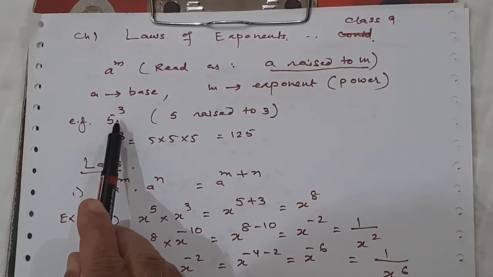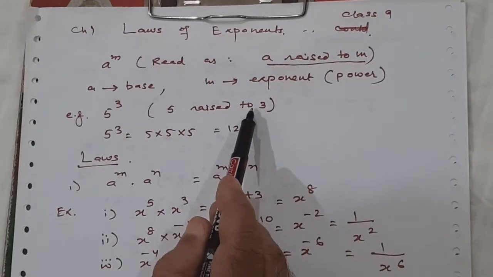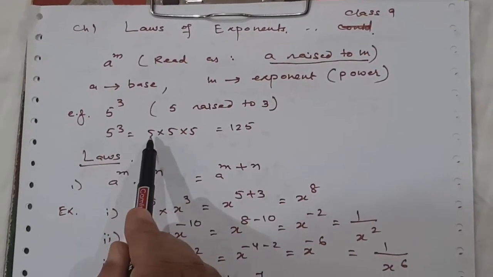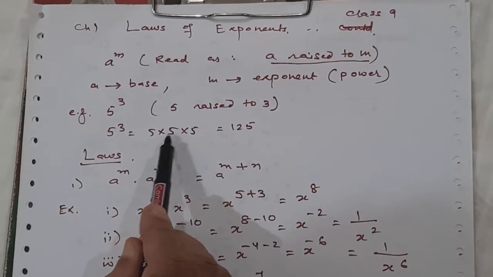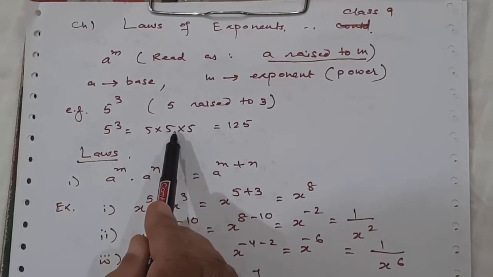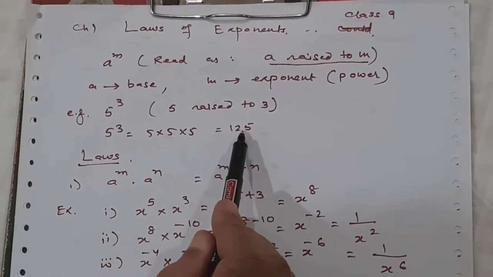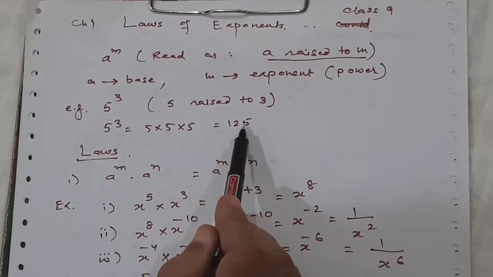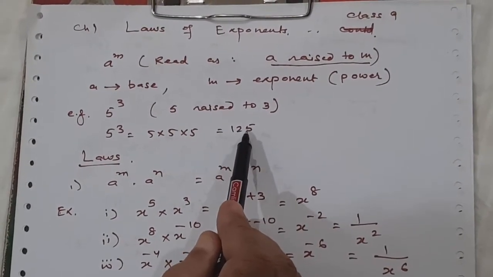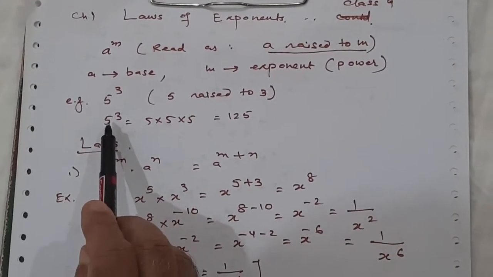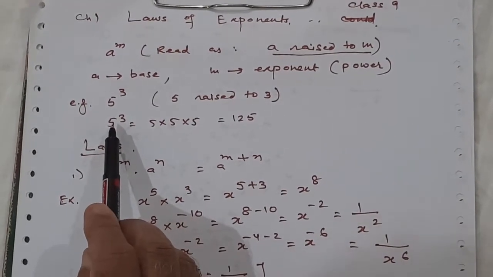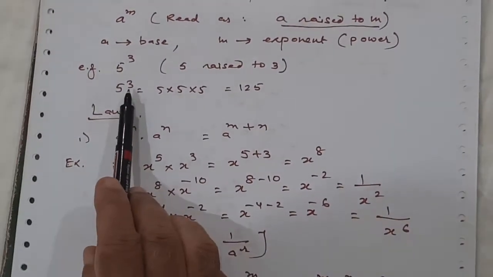Example: 5 raised to 3. 5 raised to 3 can be written as 5 into 5 into 5, 3 times. If you multiply, you will get the value 125. So 125 can be written as 5 raised to 3. The exponent of 5 is 3.